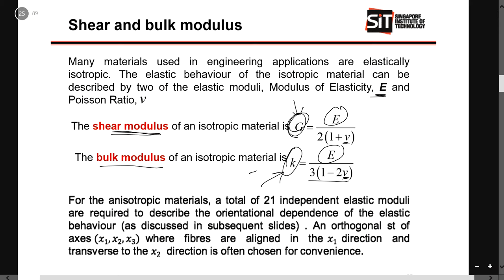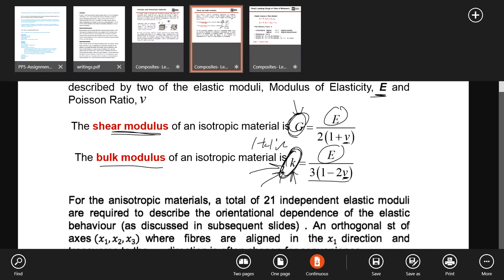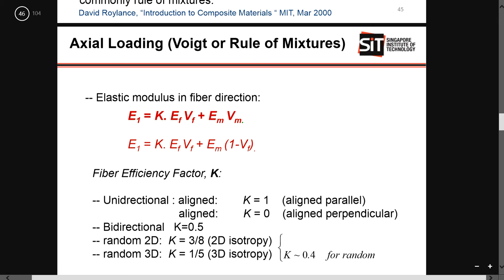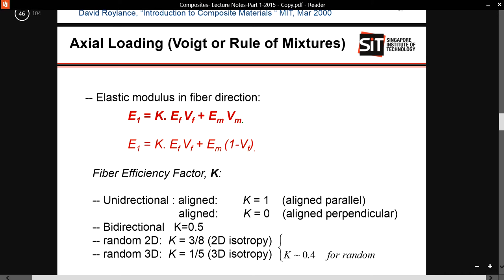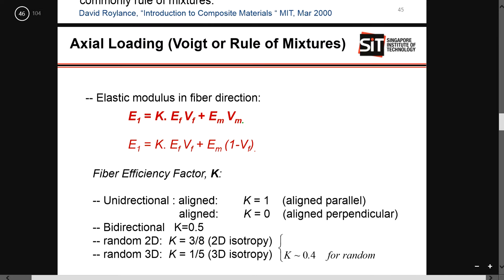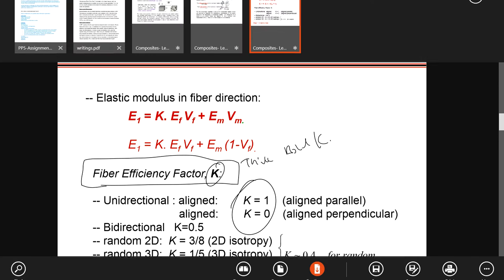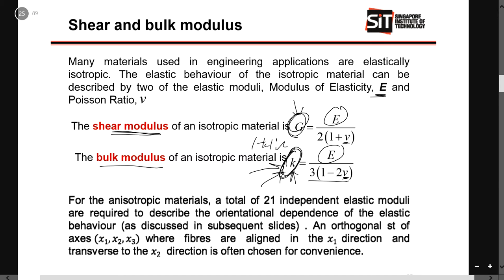And please do not confuse this K. This is an italic K, compared to this K. This K, if you go to lecture notes part 1, page 46, you get to know that your fiber efficiency factor K is also here. So when they're talking about fiber efficiency, they use the thick bold K, or these values. So not every time you see a K is it the same type of K, please take note of that.